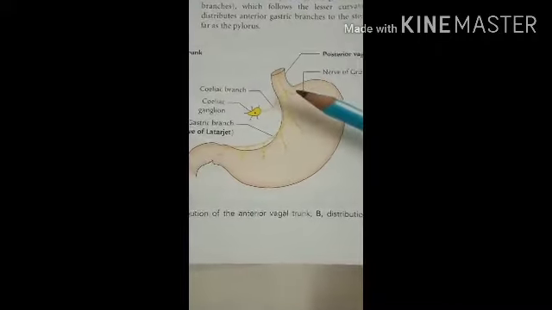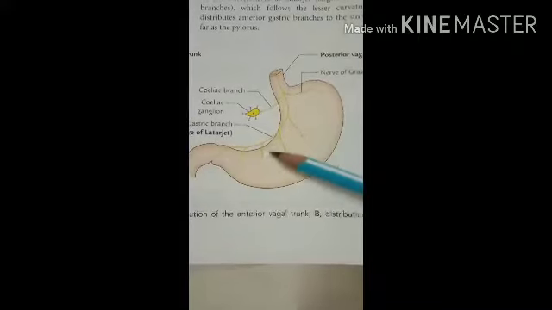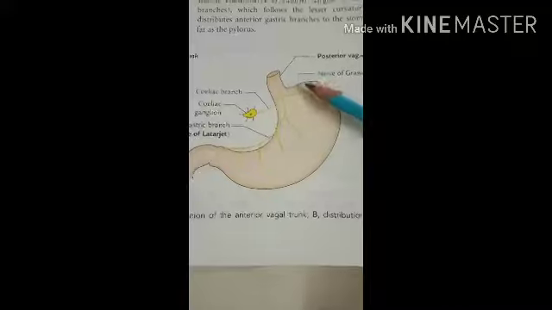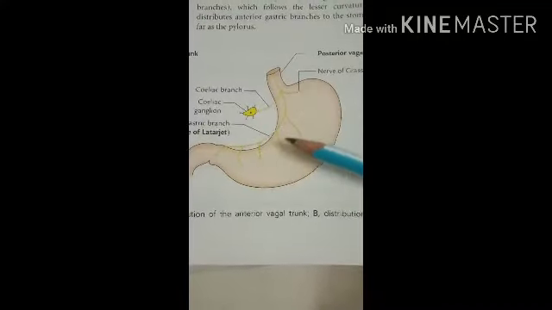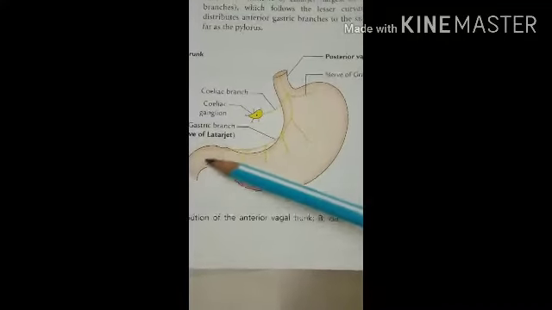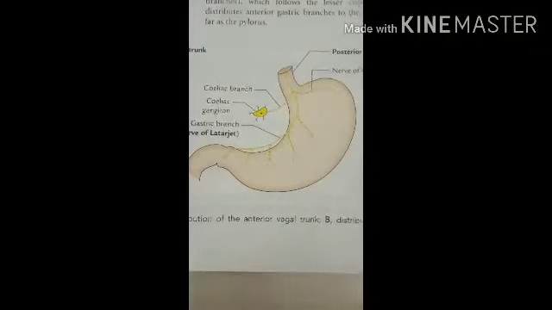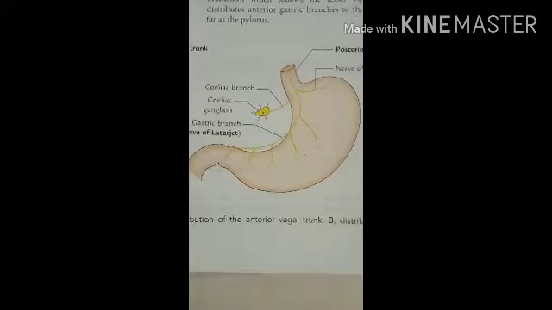If in the surgical procedure those branches of the vagus nerve are cut, the HCl secretion is controlled, and that helps to cure the peptic ulcer which is present in the duodenum. So these are the clinical points related with the stomach.